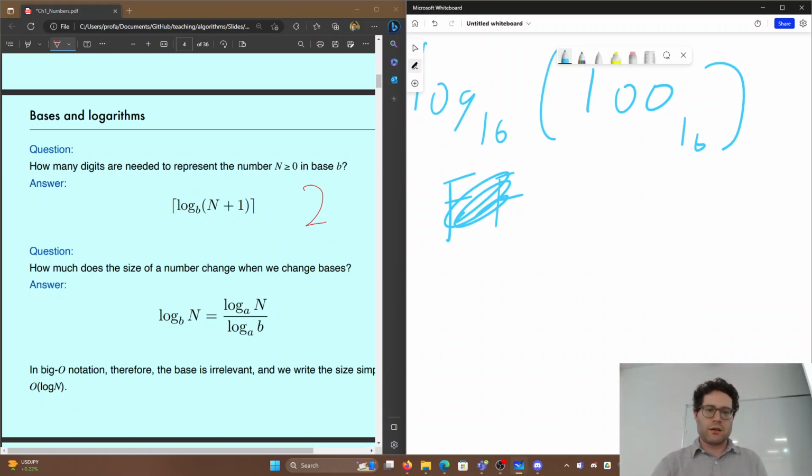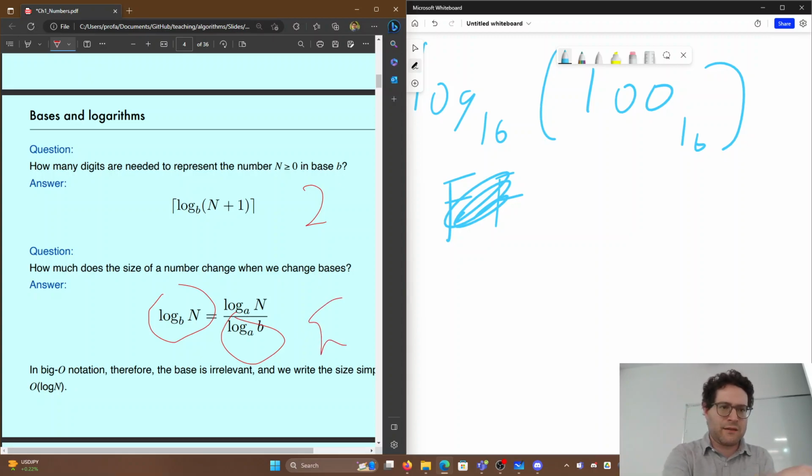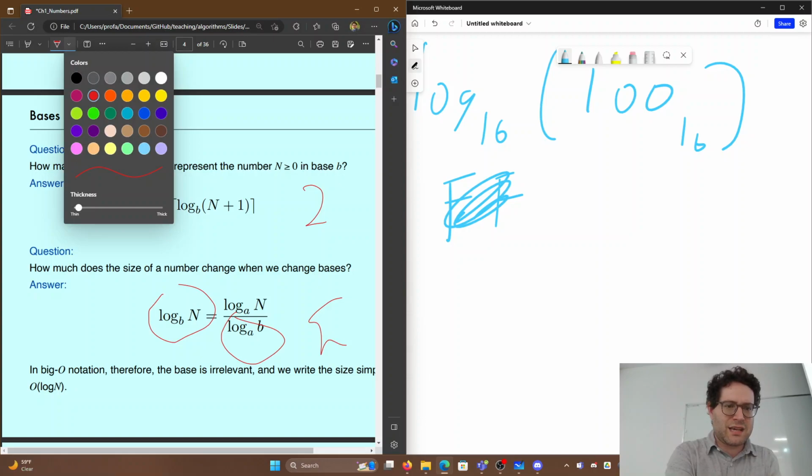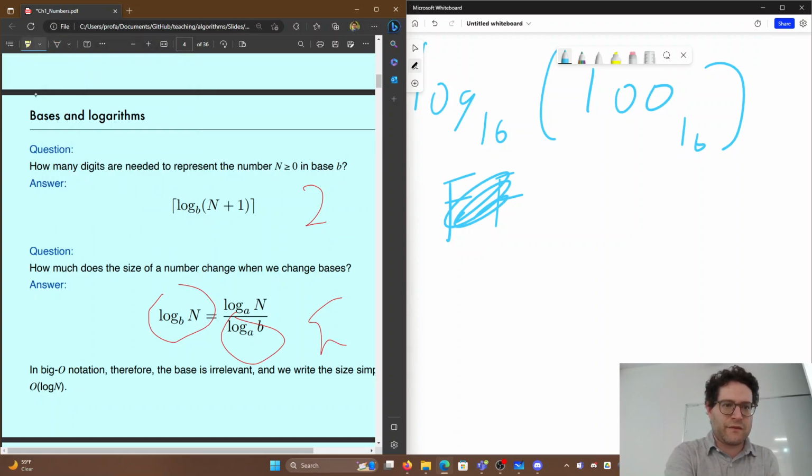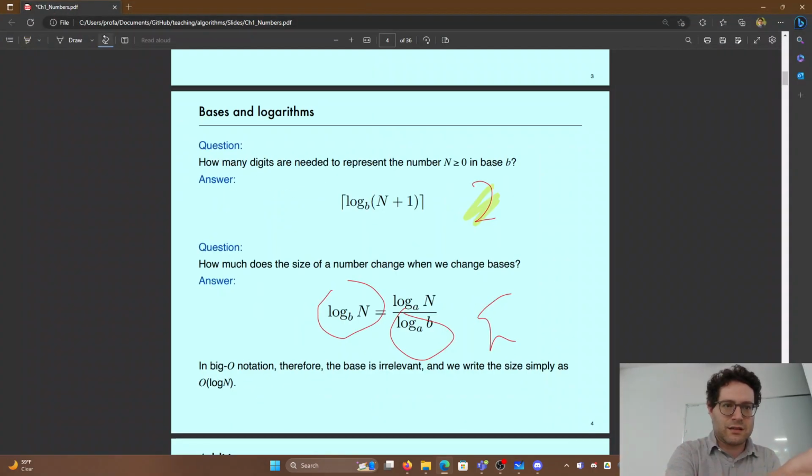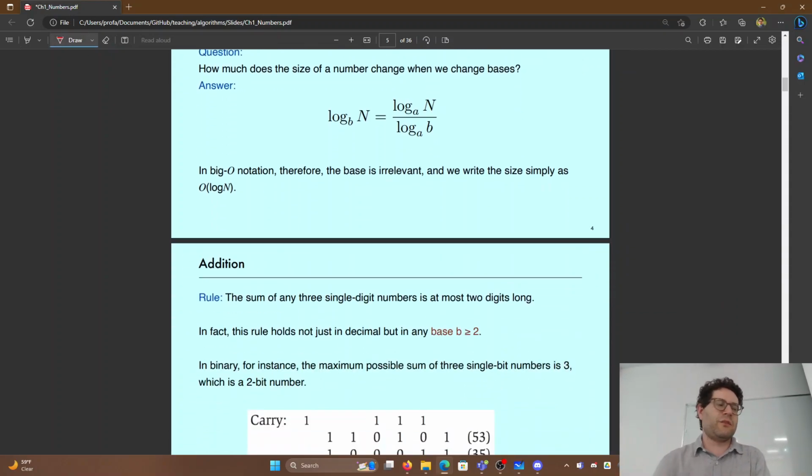But the point being here is that we're not going to gain too much when we change our bases, okay? When we change our bases, again, it's only going to change the number of digits by a constant amount. It's not going to change it by a linear amount, okay? So we're going to use base 2, again, because it's easier and simpler for us to build stuff in there.